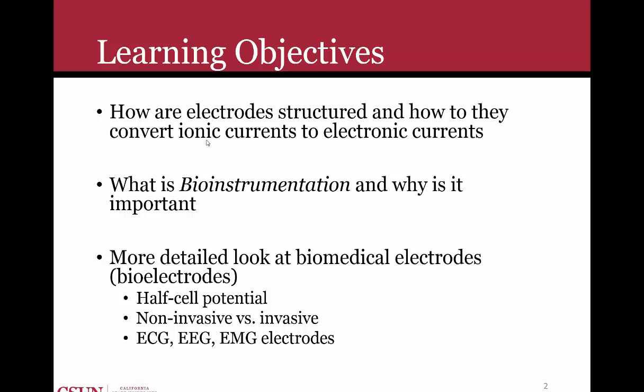So these electrodes will allow us to convert these ionic currents, which are what make up ECGs and EMGs and EEGs, and convert them to actual electronic currents that you can measure with some circuits. That gets us into what is broadly labeled as bioinstrumentation. And we'll look at a couple of different types of electrodes and the types of circuitry that you need to basically process those signals.